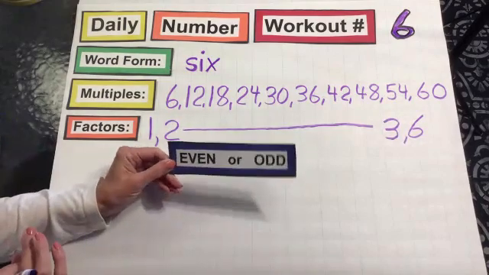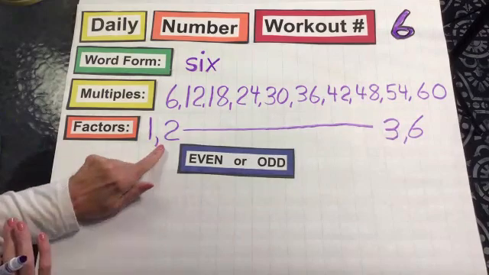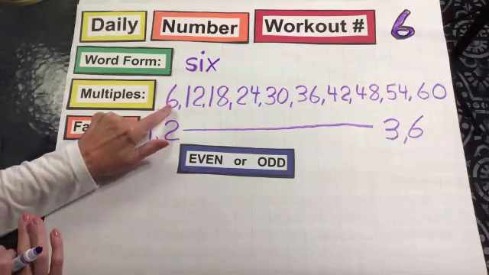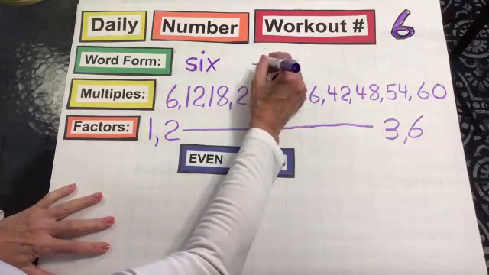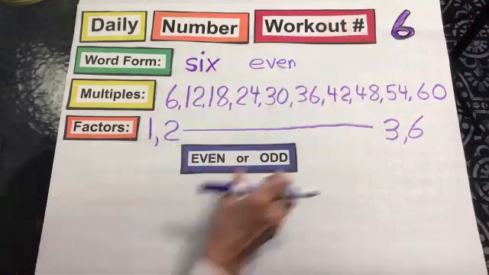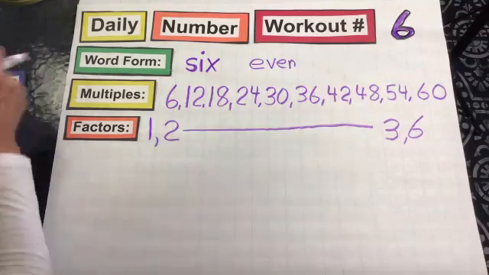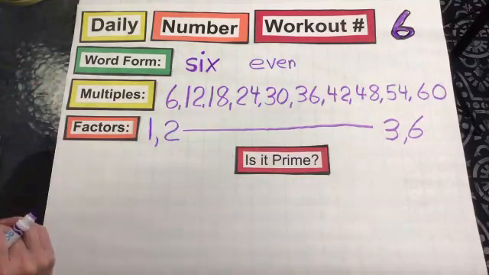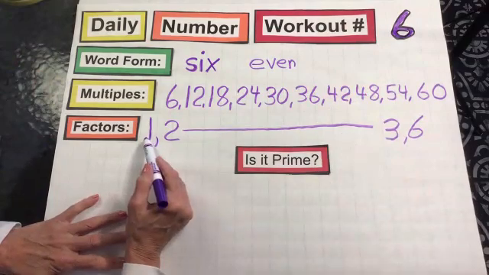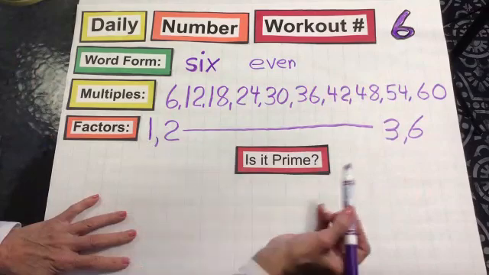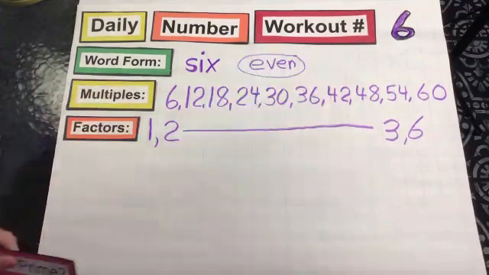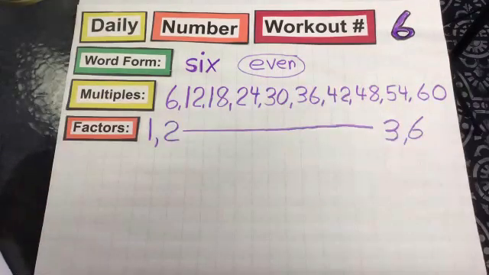So let's talk about if it's even or odd. Any number that is divisible by 2 is even, or ends in 6 is even. So let's write the word even. And then we're asking ourselves, is it prime? Any number that just has factors 1 and itself. Well, this has more than 1 and itself as factors, so it is not prime. So all we've marked is that it's even. So we're done with that.